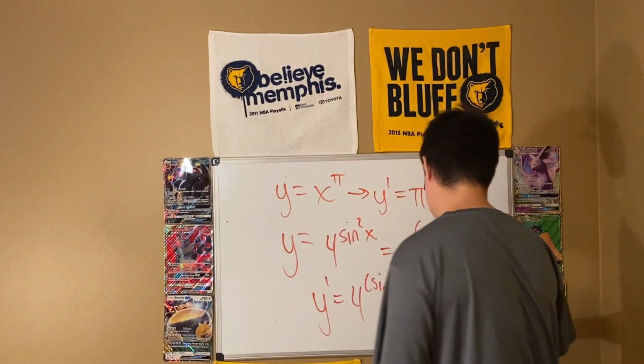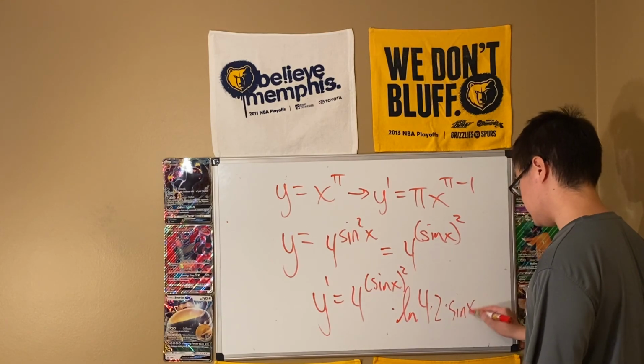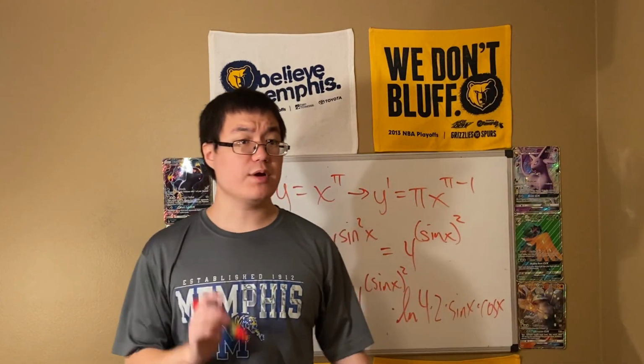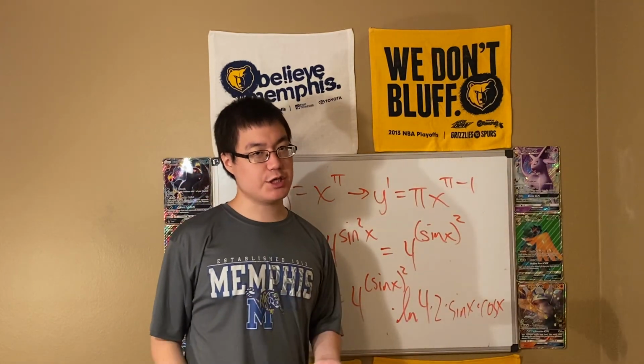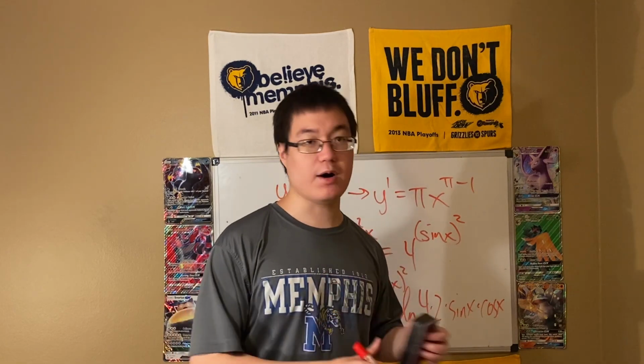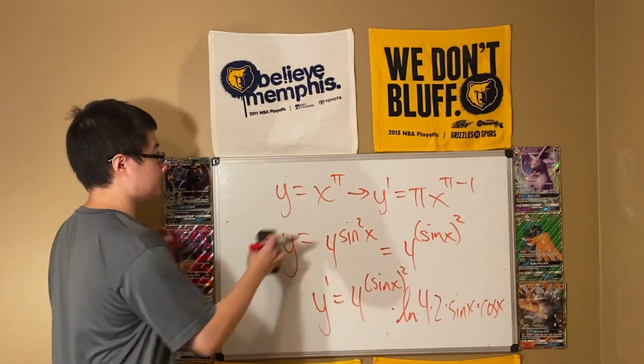So let me erase this. Ln of 4 times 2 times sine x times cosine x. But the point of this little thing is that while we do have logarithmic differentiation sort of in our tool belt now, we don't want to use it too often. We only want to use it when it applies, and that's when x's are on the base and the exponent. Last thing, let's see if you understand this.